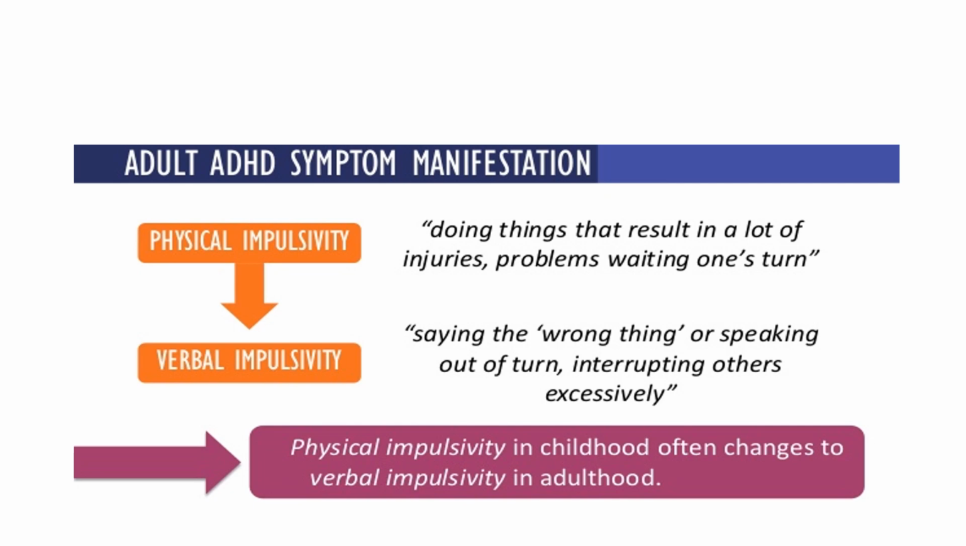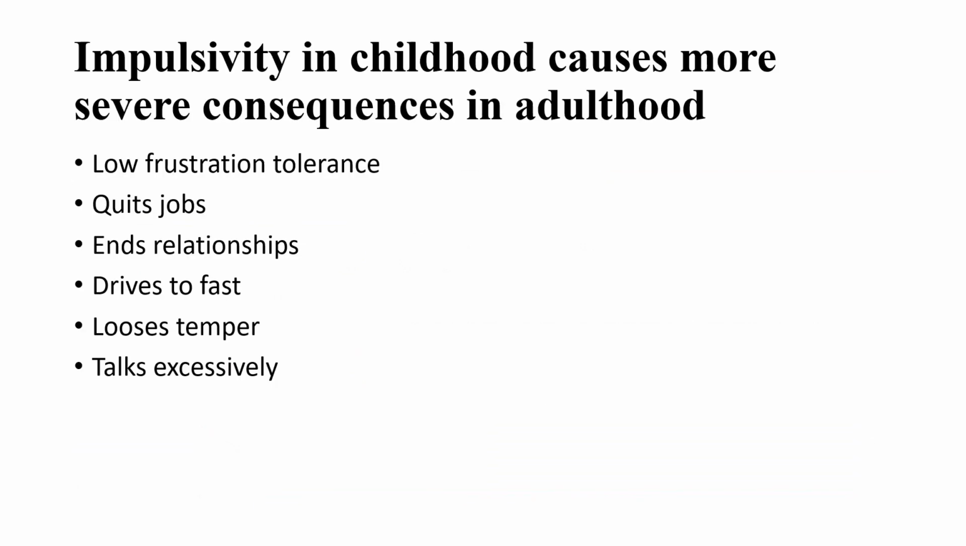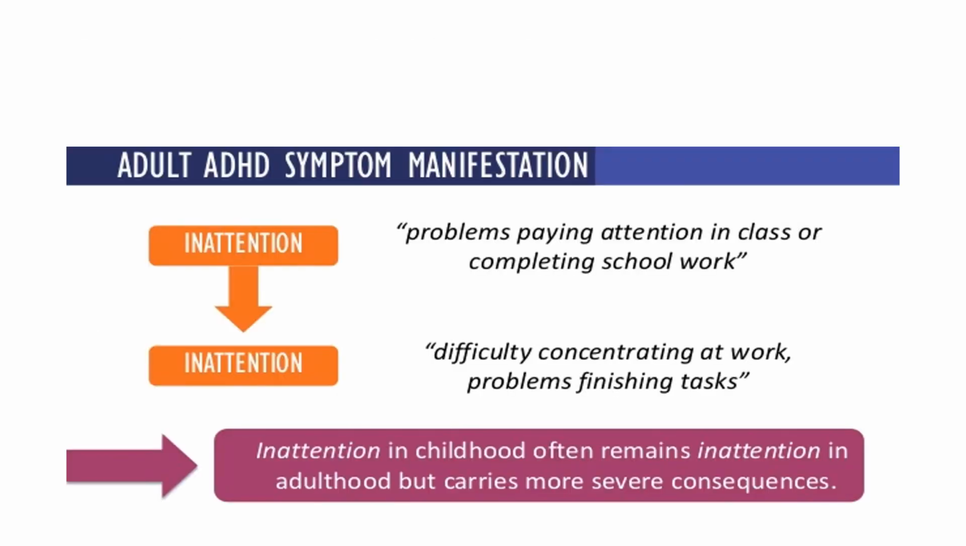Then, physical impulsivity in children turns to verbal impulsivity as they grow into adults. Physical impulsivity in childhood often changes to verbal impulsivity in adulthood. Low frustration tolerance: quits jobs, ends relationships, drives too fast, loses temper, talks excessively. Again, the symptomatology looks a bit like BPAD symptoms: quits jobs regularly, low frustration tolerance, anger, aggression, loses temper easily. So it's the skill of the clinician to rule out whether the patient has ADHD or is currently suffering from some other comorbidity.